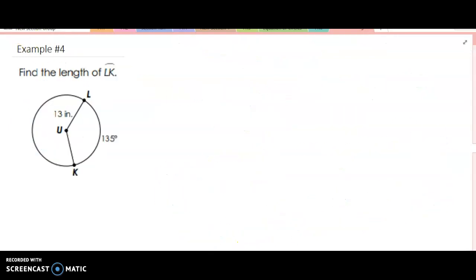All right, now that I've done a few examples, I want you to go ahead and do this one on your own. Try to find the exact measurement and then also try to find the rounded measurement by putting it into your calculator. Okay, so do that on your own, then we'll go over it.